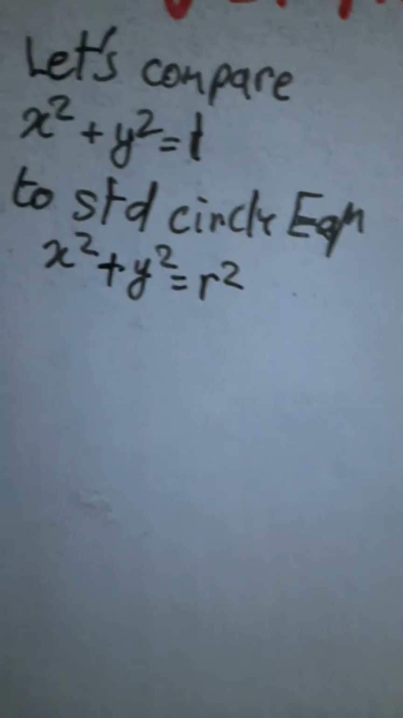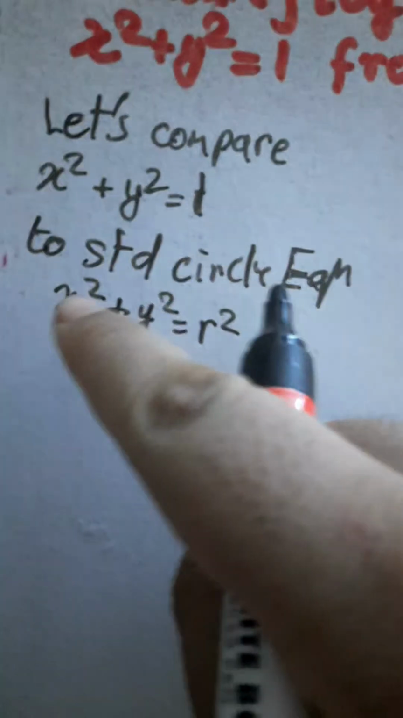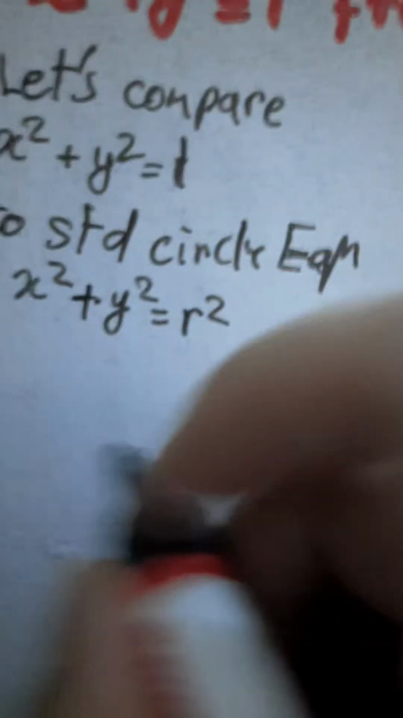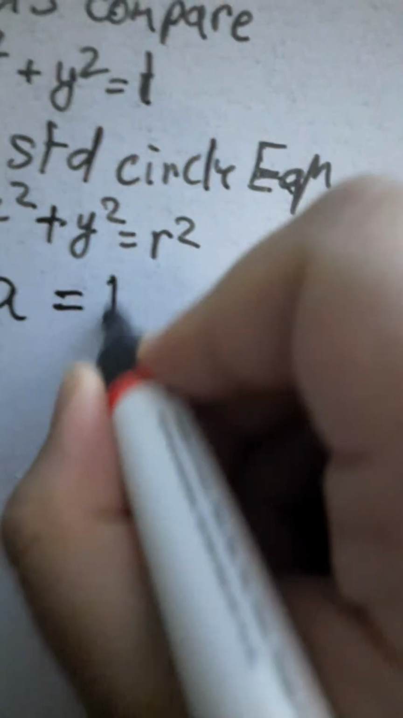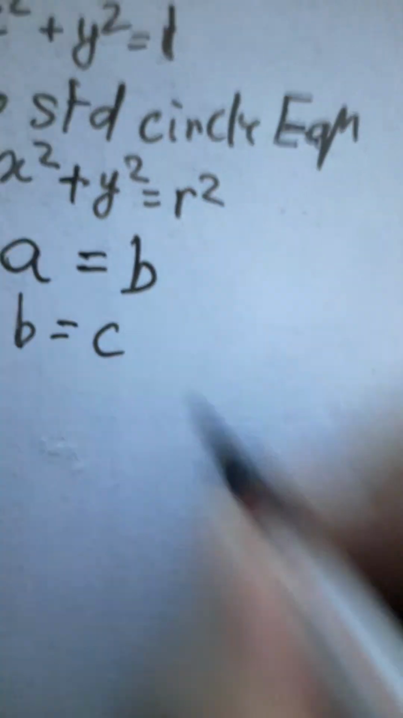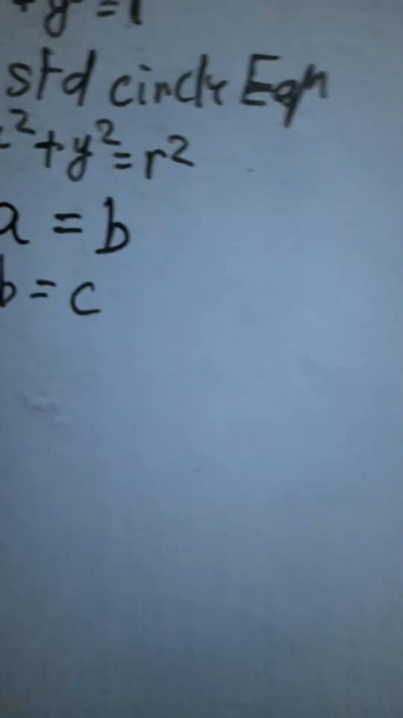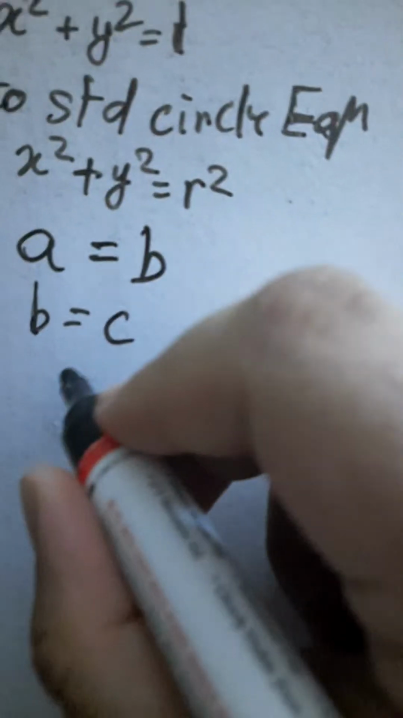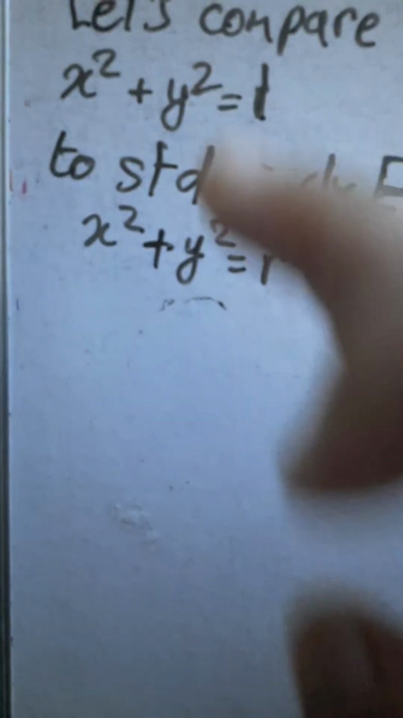The standard circle equation is x square plus y square equal to r square. Now if we compare, x same, y same, 1 is equal to r square. This is the only different thing. You must have learned this axiom, right? If a is equal to b and b is equal to c, then a is equal to c. Because LHS is equal, then RHS is equal. So what I'm trying to say is that the LHS here is x square plus y square.